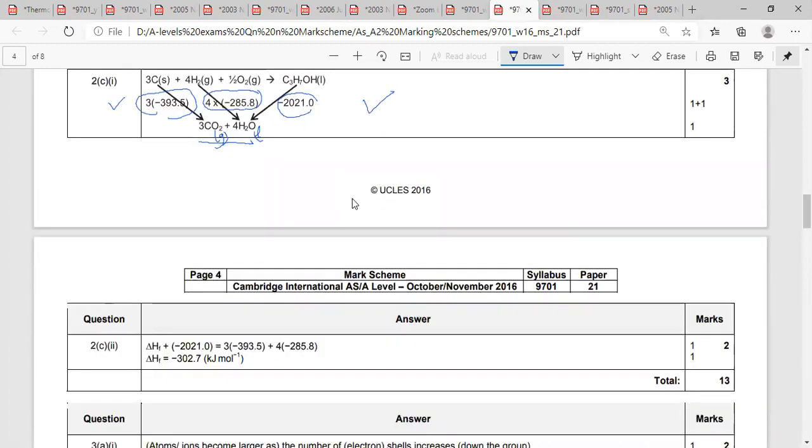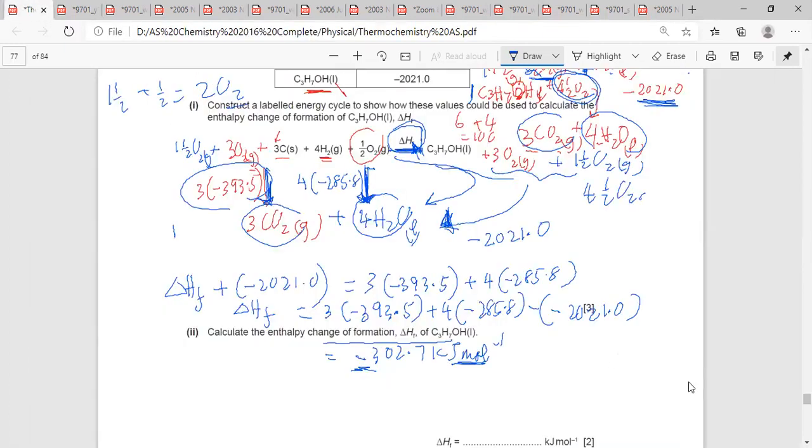So remember 3 times this one. The 3 here and the 4 here. Put this down first. The mark is given for that. The mark is here already. So it's 5 marks for this question, fantastic, isn't it?